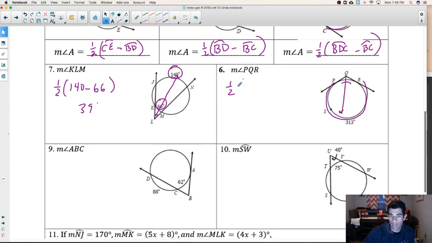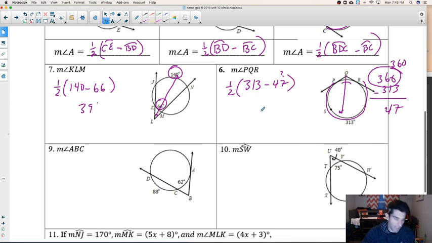So it would be 1/2. The larger one was 313, but, well, what was this little one? There are only two arcs, so you would do 360 minus the 313, and that's going to give you 47. So 47 is what's going to go there, okay? So just remember that with two tangents, you're dealing with the whole circle, 360 degrees. So 1/2, 313 minus 47, that's 133.